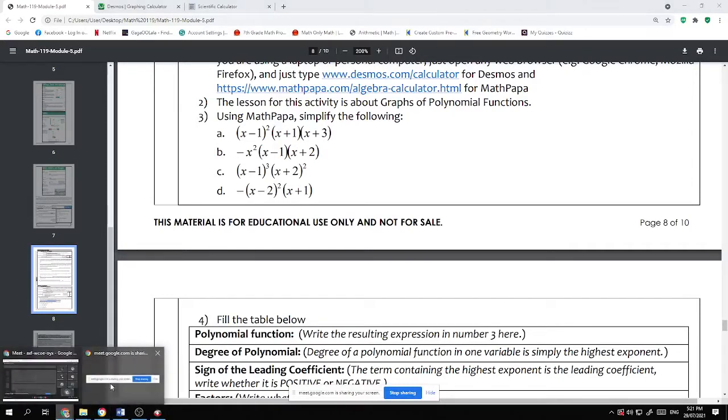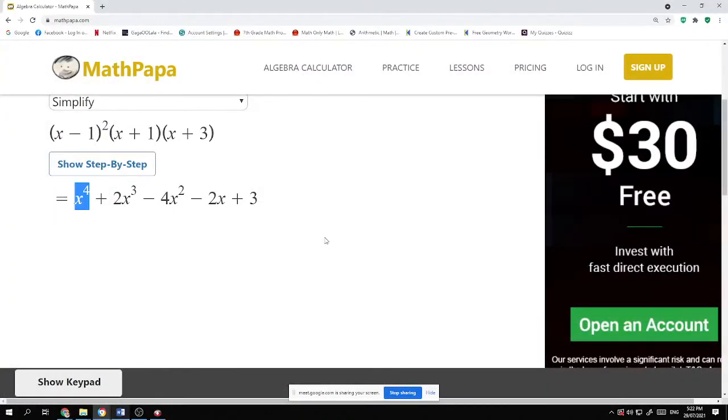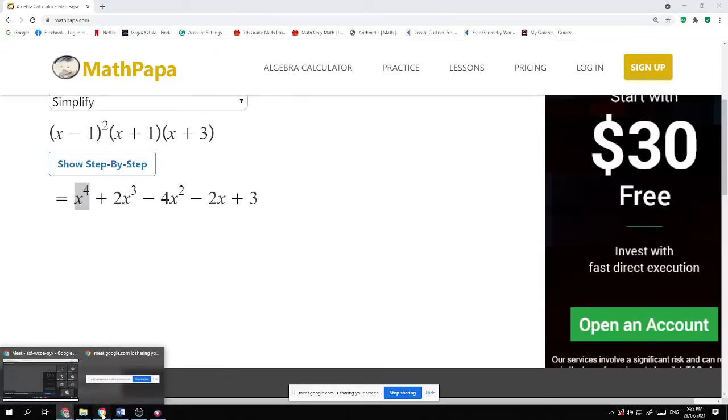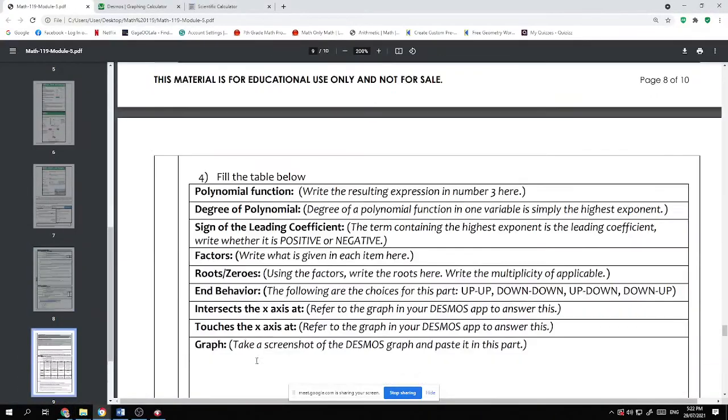Now, sign of the leading coefficient. Go to the math papa. Unsa may sign sa leading coefficient? Meaning, when I say leading coefficient, katong coefficient sa highest exponent. Ang highest exponent is 4. Unsa may sign aning x raised to 4? Is it positive or negative? Positive. So, ang isuwat nato diri is going back to the here. So, ang isuwat sa sign of the leading coefficient will be positive.